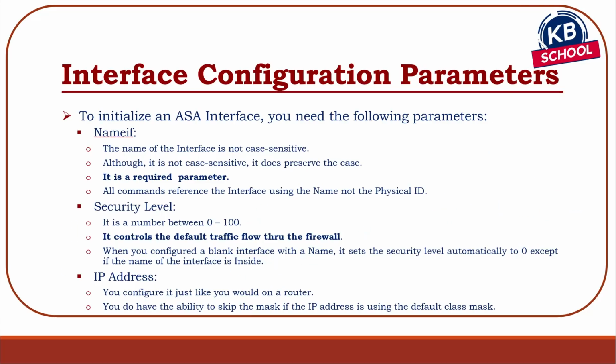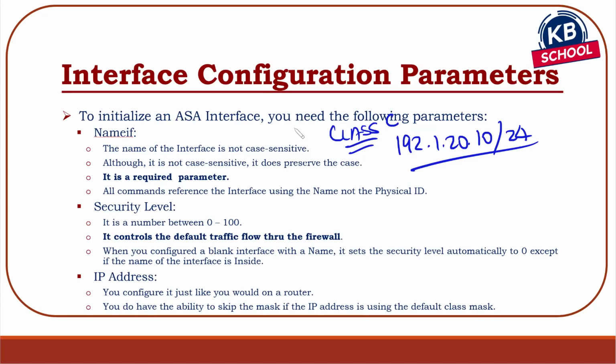So again, to recap, what are the 3 parameters required on an interface? IP address, security level, and name if, besides the no-shut. Now, the IP address, there is something that is nice about the ASA firewall. Let's say I was setting an IP address of 192.1.20.10/24, which is the default mask for this because it's a class C.